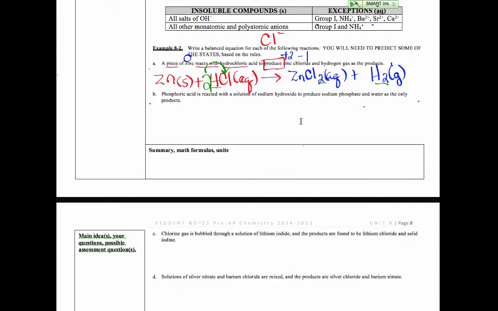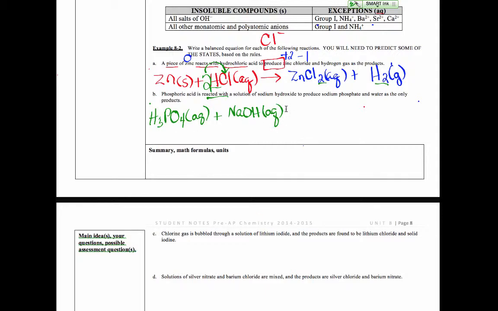Okay, let's take a look at the next one. We have phosphoric acid, so we have H3PO4. -ic came from -ate, so this is an acid based on phosphate. Acids are aqueous. It is reacted with, I put the plus sign, a solution of sodium hydroxide, so I know that I'm not talking about pellets of sodium hydroxide that I got from the back of the room, but that I've already added them to water and made that homogeneous mixture, aka a solution.